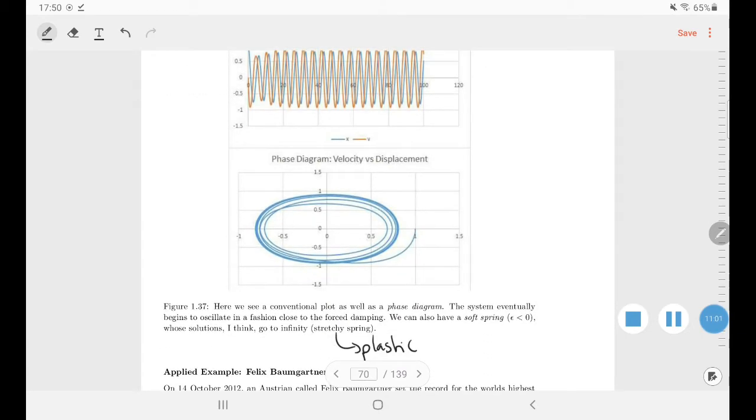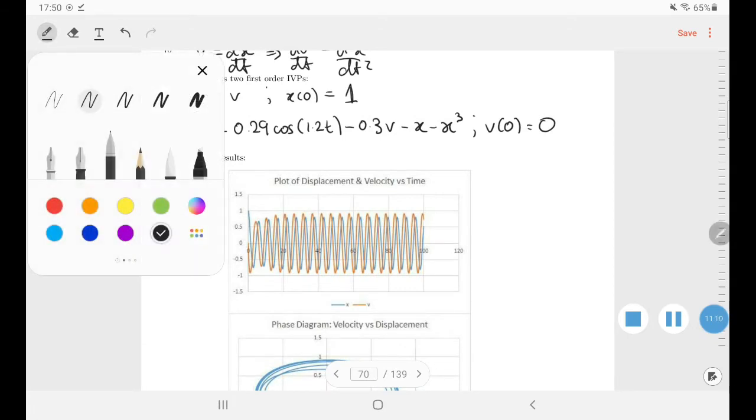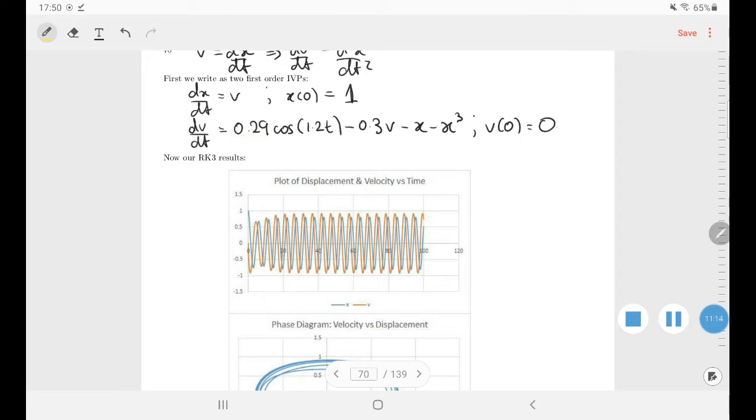You can look at your phase diagram. So the system eventually begins to oscillate in a fashion close to the forced driving. The external driving eventually will take over. I'm not sure about resonance with this problem. This Duffing equation certainly isn't something where you can solve the problem exactly.